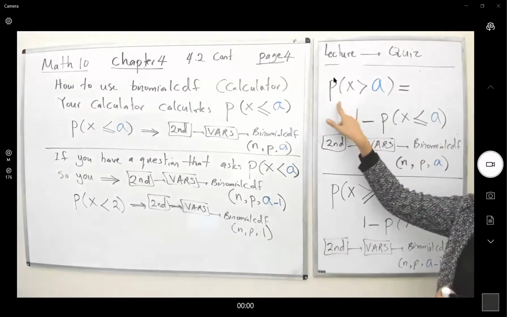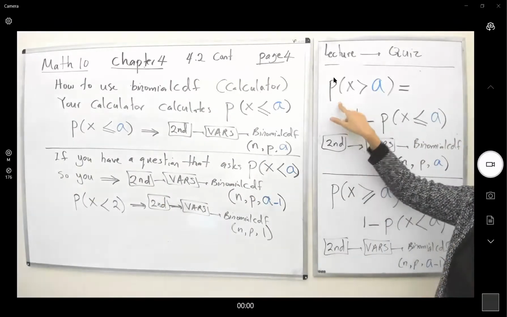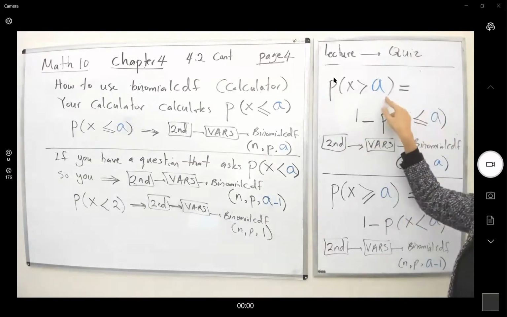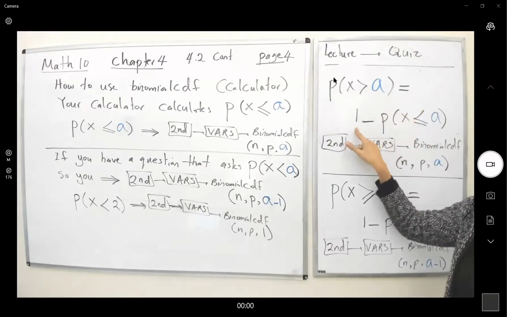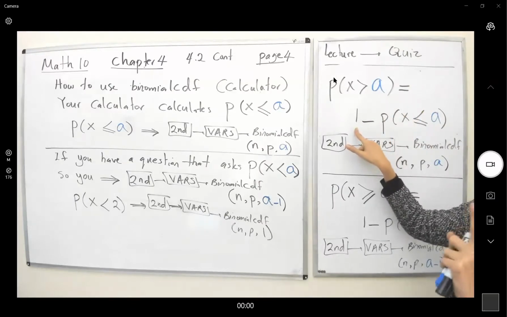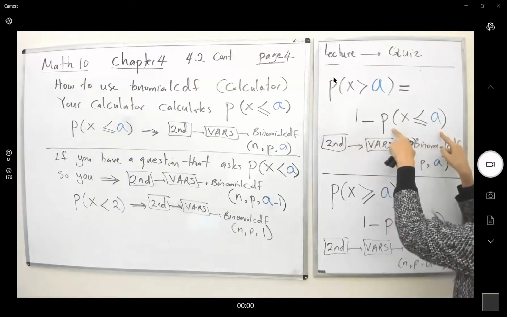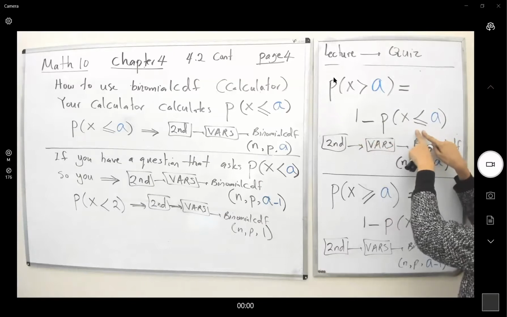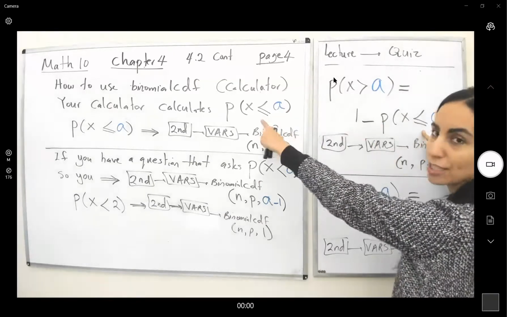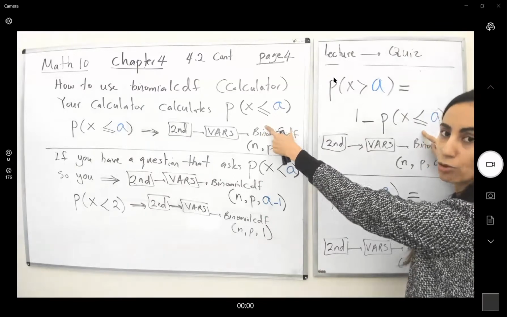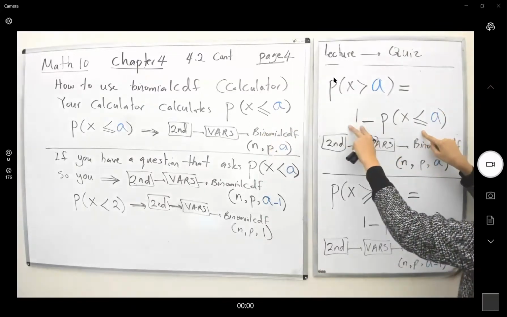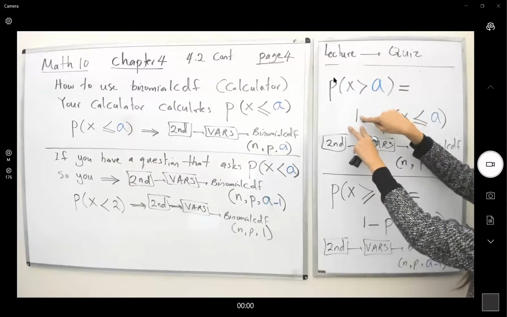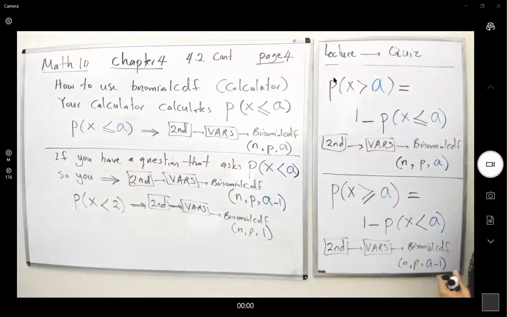If your question says, find the probability that x is greater than a, more than a, this is equivalent to saying that you have 100%, which is 1, minus the probability of the values that are less than or equal to a. We know that our calculator has less than or equal to a. The only thing you have to do is find that probability and subtract it from 100% or 1.